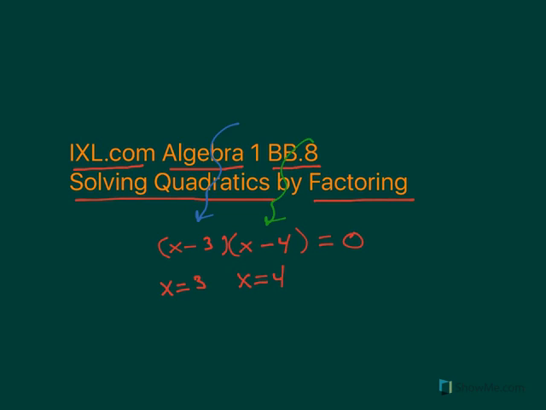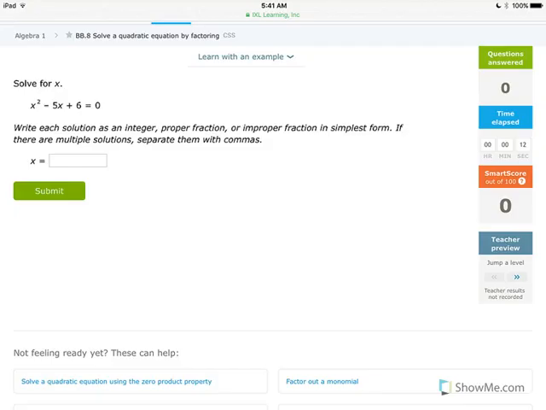The only difference for this section is you are going to need to generate these factors. If you remember back in the AA modules, we did a lot of factoring techniques. You're going to need to use those factoring techniques to actually create those factors. So let's jump right into it and do a few examples from IXL.com. Here's the first one.